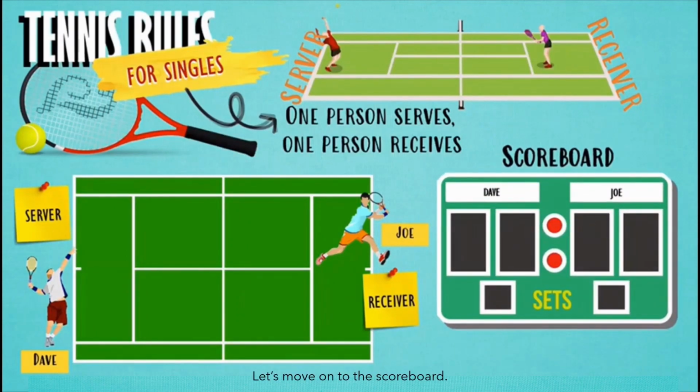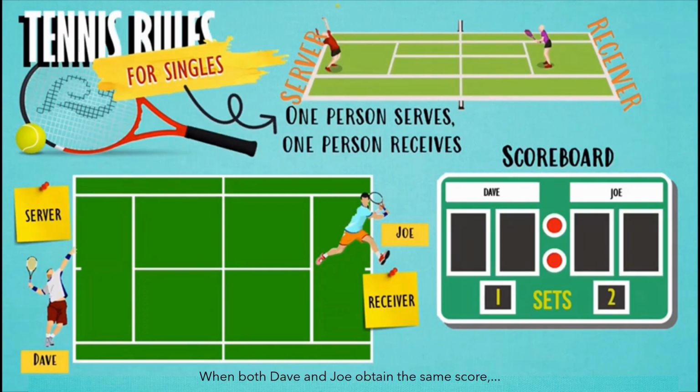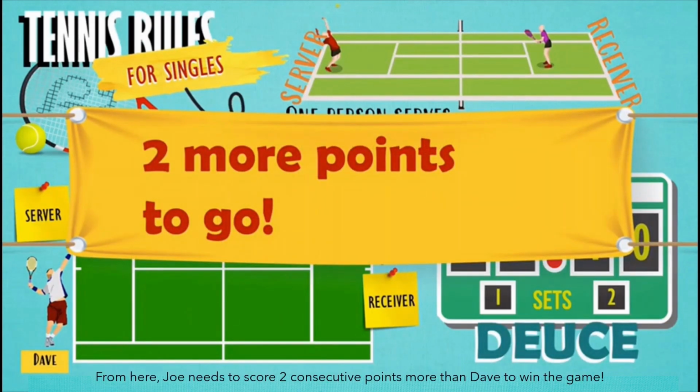Let's move on to the scoreboard, which is made up of sets, which are made up of points. When both Dave and Joe obtain the same score, it is called deuce. From here, Joe needs to score 2 consecutive points more than Dave to win the game.